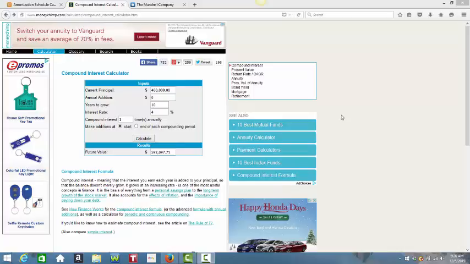So in this example, we have given you a property, and the current value of the home is $400,000. For the annual additions, we're not going to put any additions. We're going to assume that the home was purchased at $400,000, at market value, and you were trying to estimate the value of that home 10 years from now.